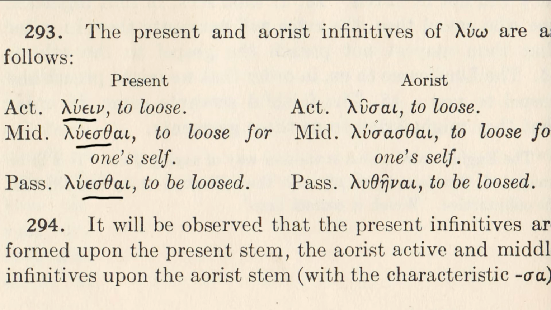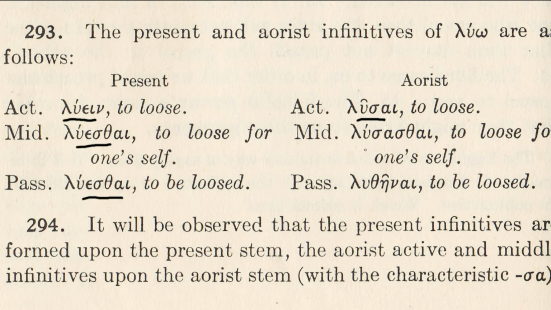When we come to the aorist, we have lusai, and as I noted earlier, the accent, which is a circumflex, stays on that syllable, the penult. So in the aorist infinitive, you're going to keep the accent on the penult even if the verb has more syllables than that. So that is an irregularity.